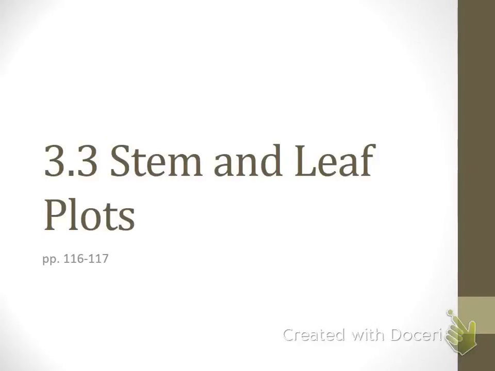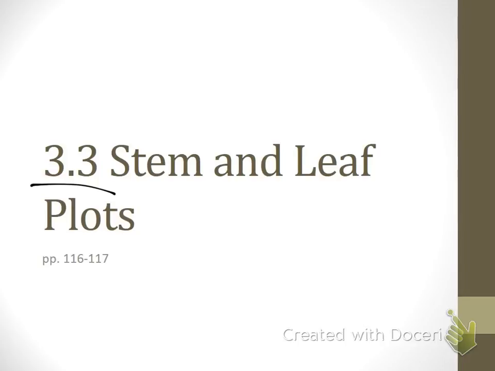So today we're at section 3.3, stem and leaf plots. We can think of a stem and leaf plot in terms of a real branch from a tree. We just talked about this. Can the branch from the tree only have one leaf? No, it can have multiple leaves all connected to one branch.